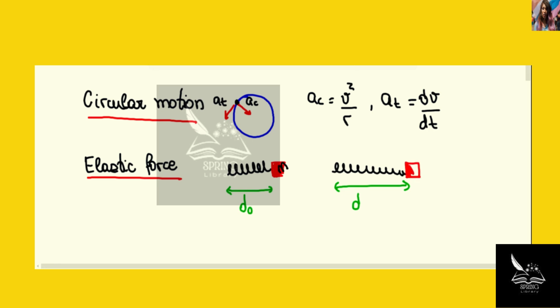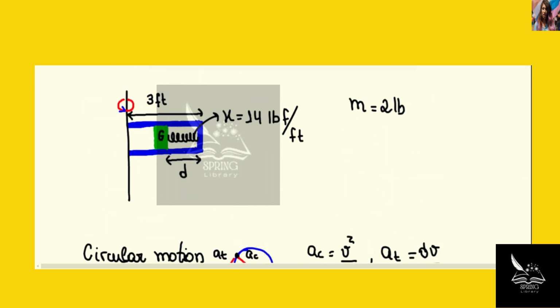And we ask ourselves, what is the force that the spring exerts on the block? And the answer is that the force is equal to minus k times d minus d0. The minus sign here is just to show that the force is pointing in the opposite direction as the stretching, so it's pointing in this direction here. Okay, so now we have everything we need in order to solve the exercise.